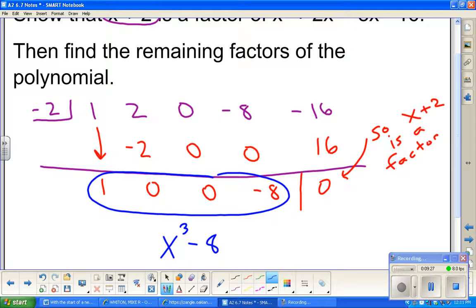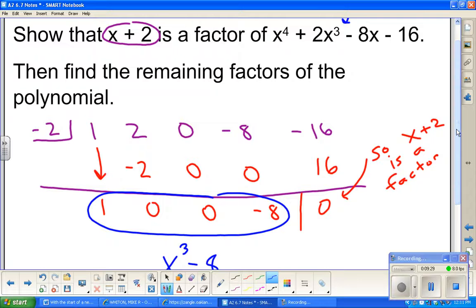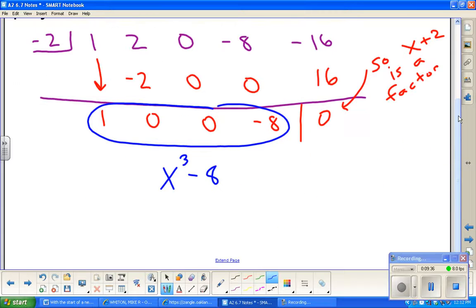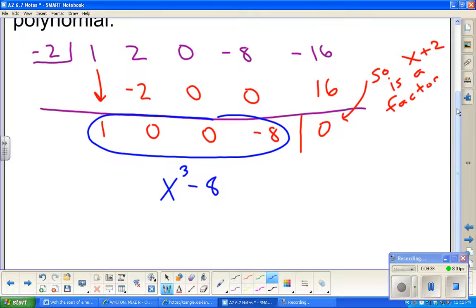Remember, the exponent always starts 1 less than the original. We started as a 4th degree, so when we divide something out, we're always going to be 1 less than that. So we're starting out with x cubed. There's no x squareds, there's no x's, and there's just a regular minus 8. Now that's the thing we need to try and factor farther if possible.